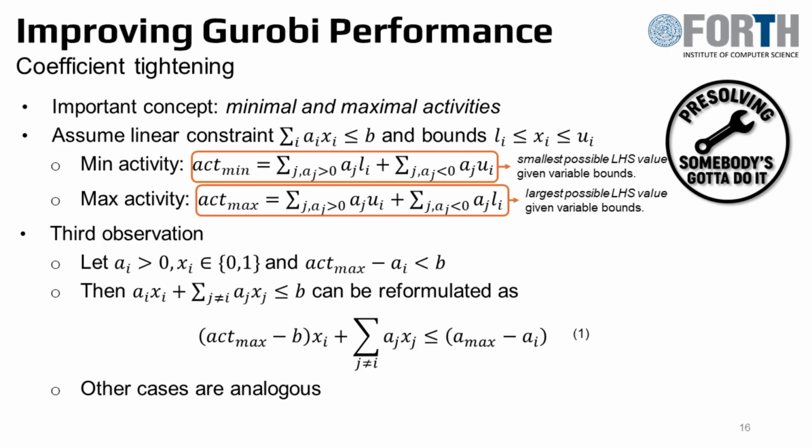When xi equals 0, the new inequality reduces to a relaxed version that is automatically satisfied whenever the original one is satisfied. When xi equals 1, the term maximal activity minus b becomes active. This term represents the amount by which the worst-case left-hand side would exceed b if all variables were at their upper bounds, so it compensates for the excess and forces the remaining variables to scale down accordingly. In simple terms, the reformulation redistributes slack in the constraint. It strengthens the inequality by explicitly encoding the interaction between xi and the remaining variables.